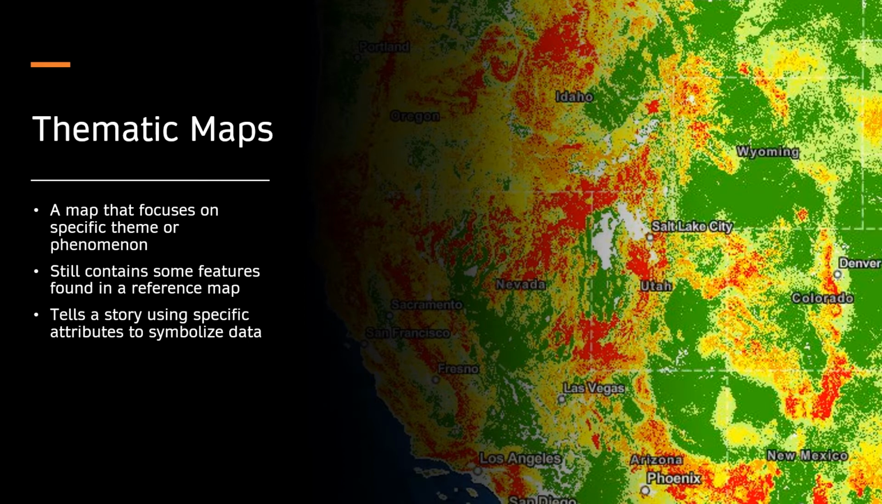And that gives us a general awareness of what we're looking at. But a thematic map tells a story, right? And it does that by using specific attributes, which we've talked a lot about, to symbolize the data, right? So in this case, the attribute in this data layer is wildfire risk. And the way it's being symbolized is that areas in red and orange have a really high risk of wildfire, where areas of green and white, even up into the yellow, are going to be your low to medium risk areas.